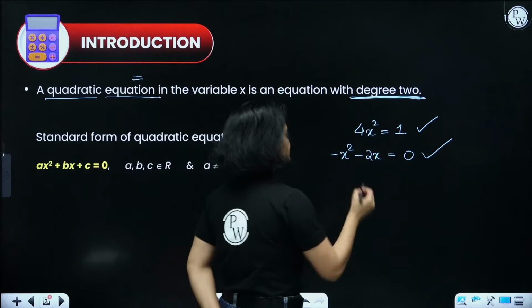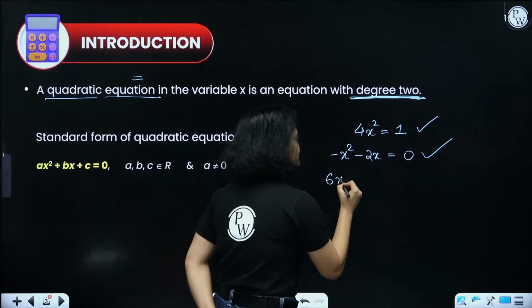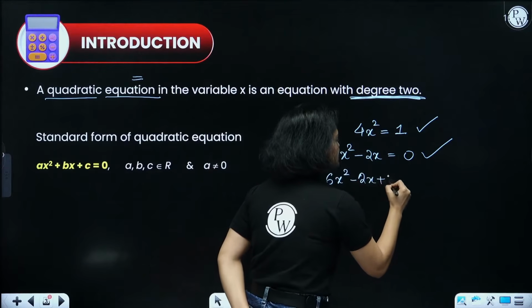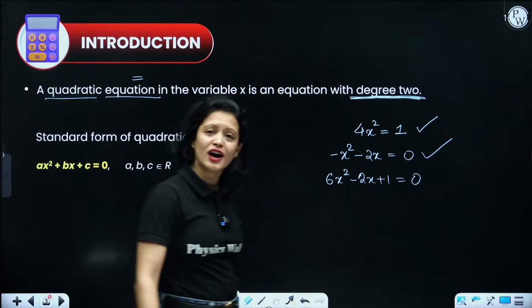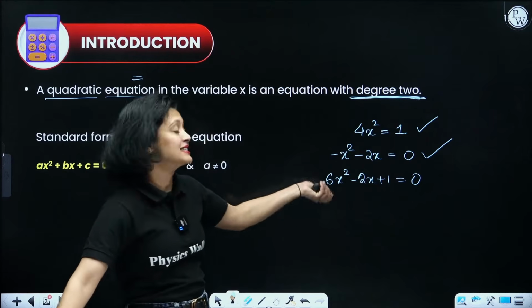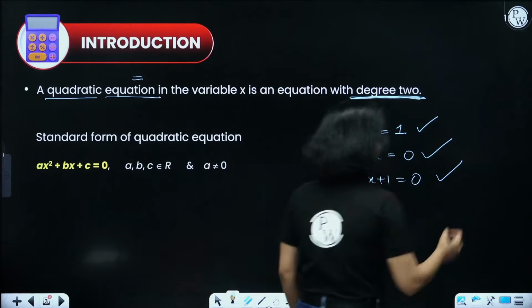Okay, let me write something else. Let's suppose I have 6x² - 2x + 1 = 0. Now, is this a quadratic equation, everyone? Yes, it is. Because again, degree is 2. It is an equation. It's a quadratic equation.